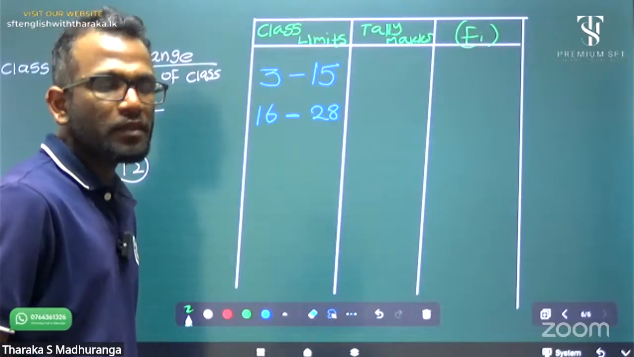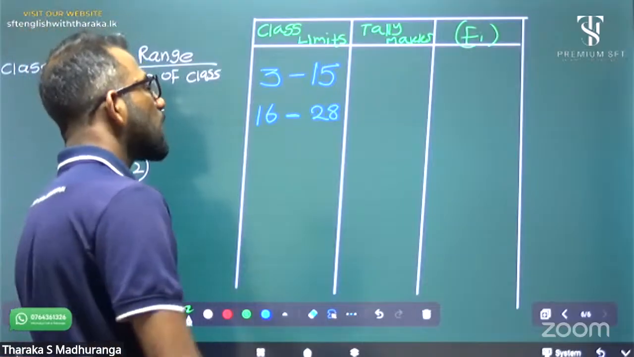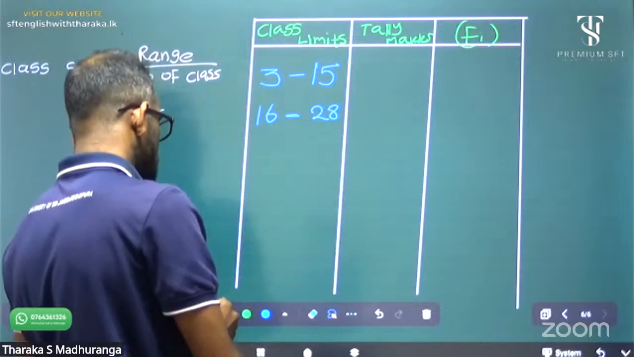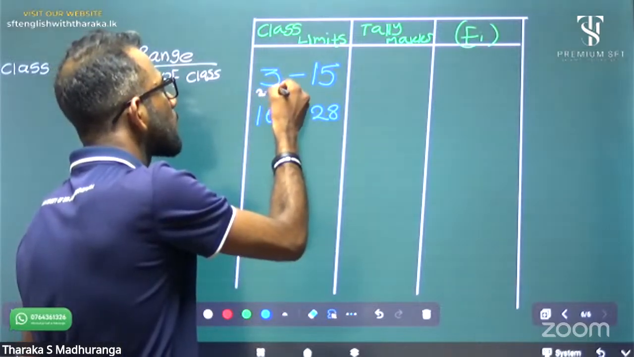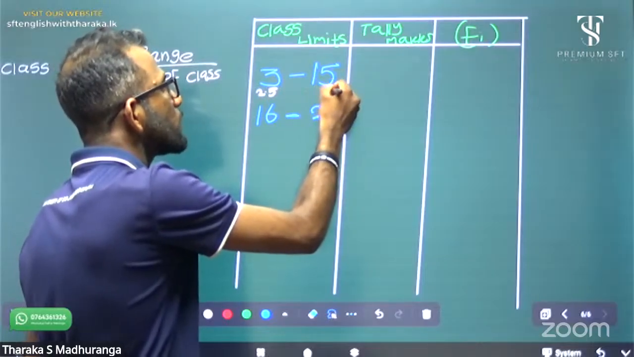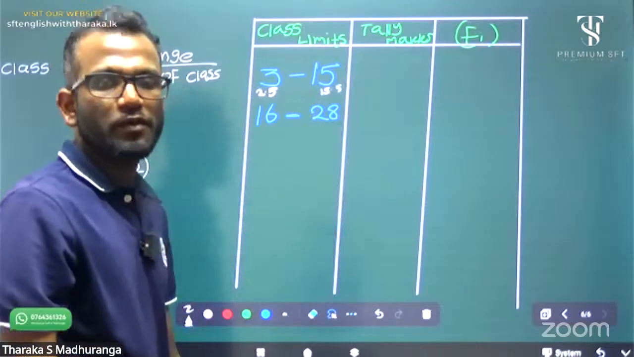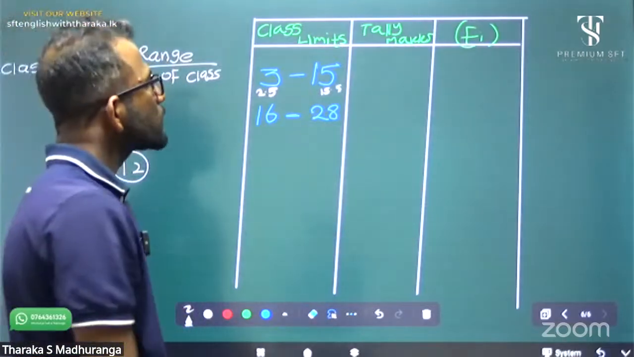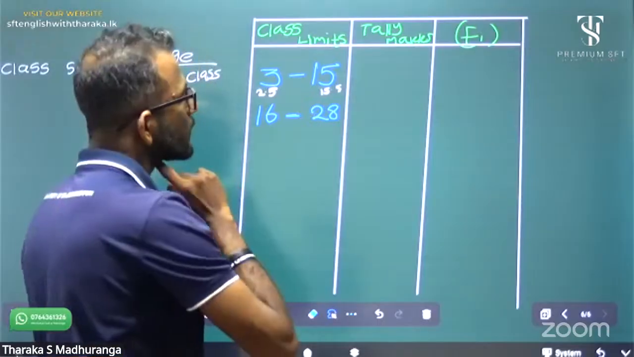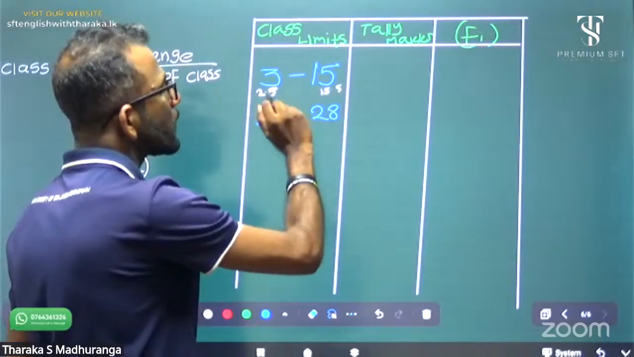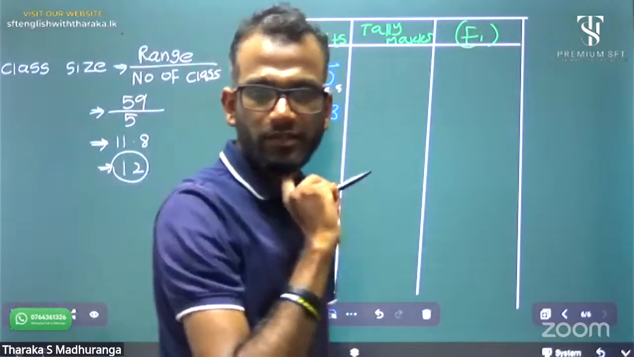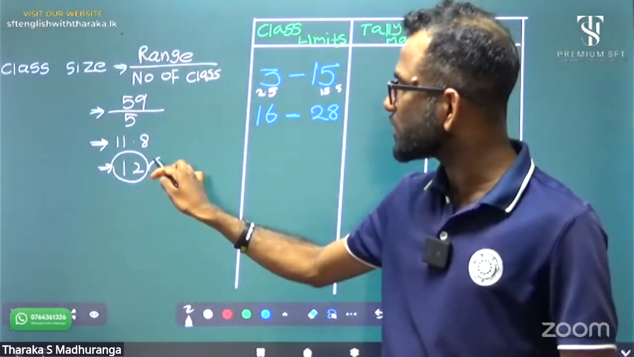What's the reason? If you get the class boundaries for this class, it's 2.5 and 15.5. Okay, how about the actual class size of this one class? 15.5 minus 2.5 is 13. But our requirement is only 12.